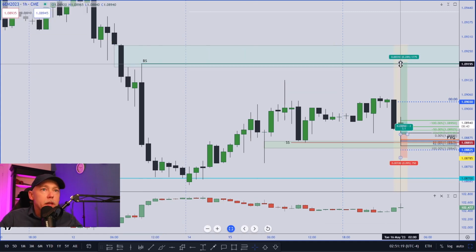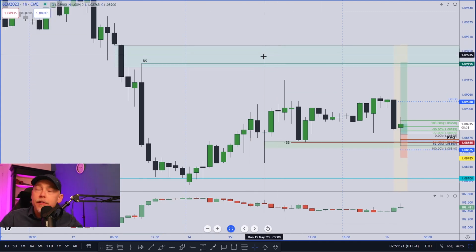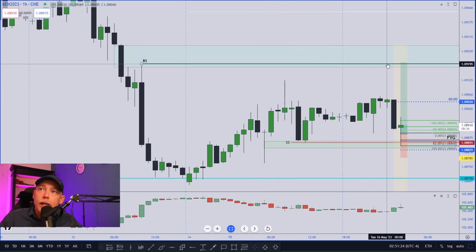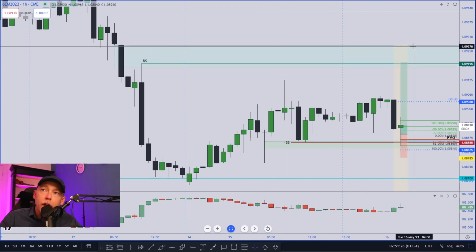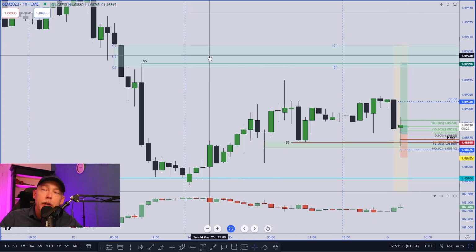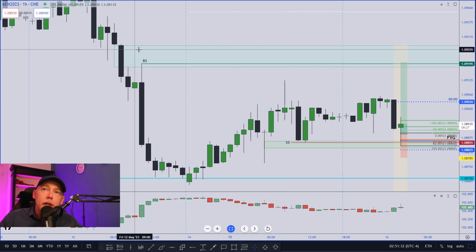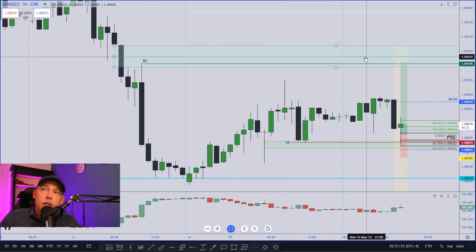Okay, that buy side there exists within this fair value gap, so we could get a move up even beyond that and fill that fair value gap. But I'm using that fair value gap as my exit point alongside an obvious buy side within that fair value gap. So that's my exit point.